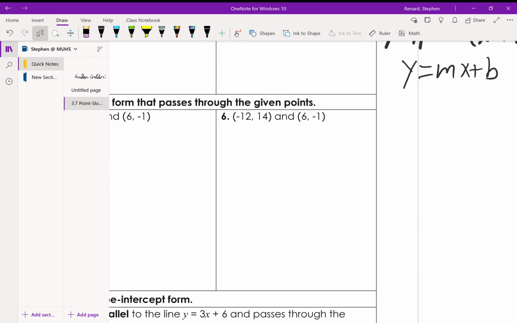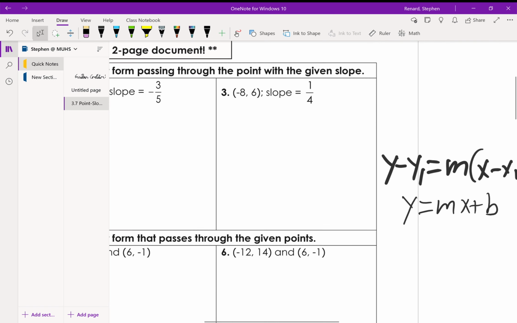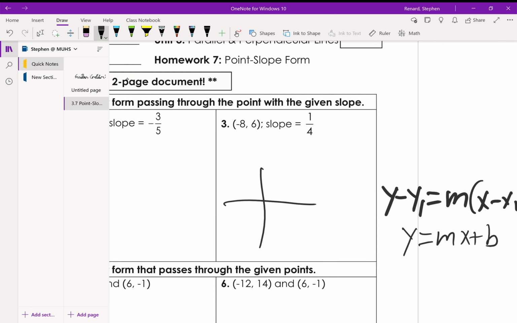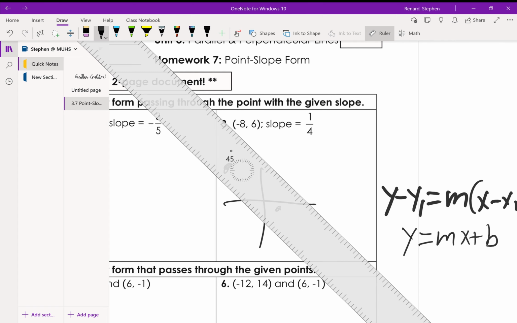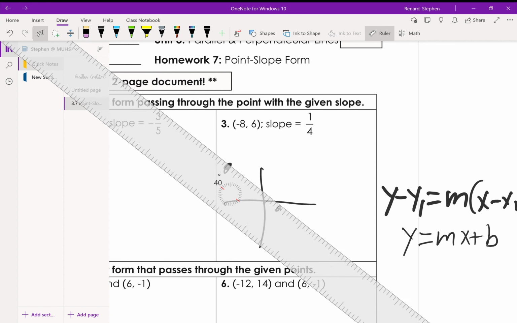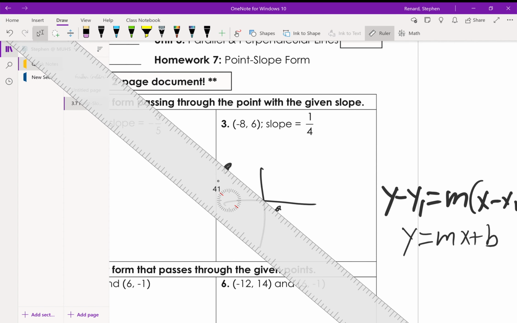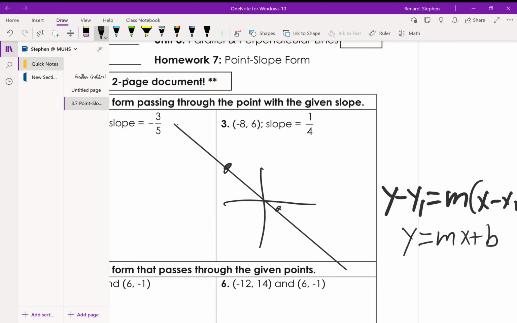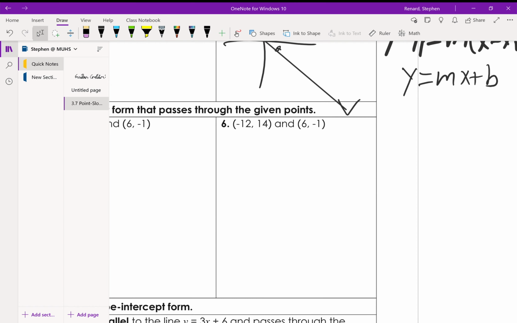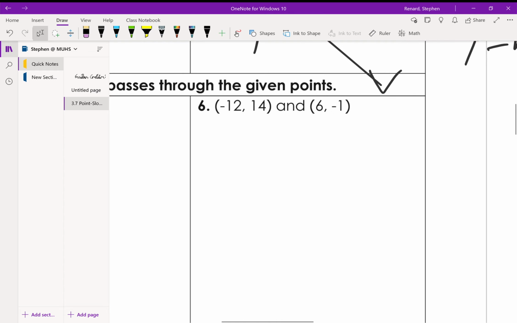So this is just the equation of the line through 2 points. If we were to graph this, we'd have negative 12, 14 up here somewhere, 6, negative 1 right here, and then the line would go right there. So we'd be looking for the equation of that line in slope-intercept. Now that's nowhere near accurate, so I'm just giving you an idea of what it is.